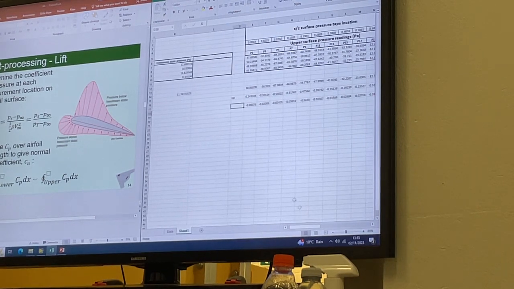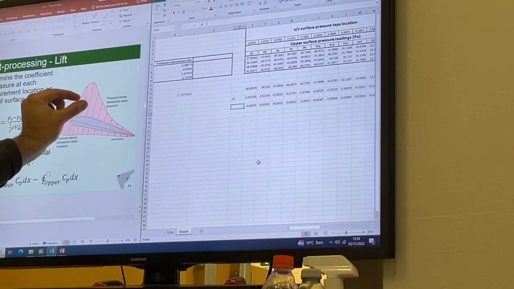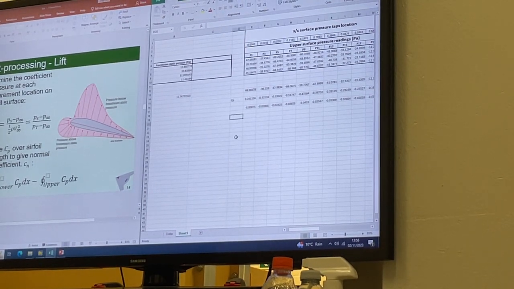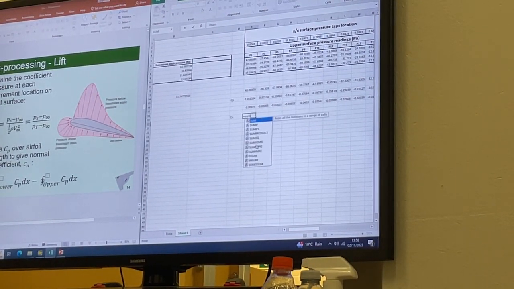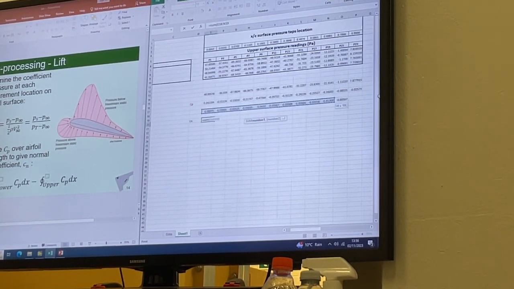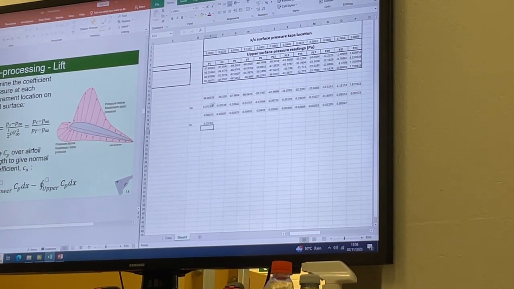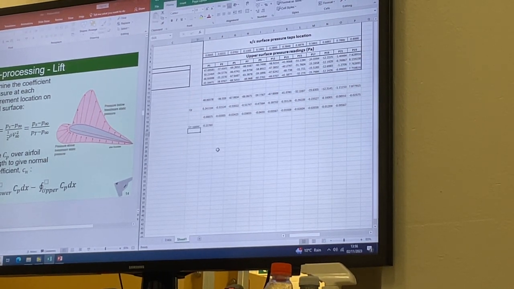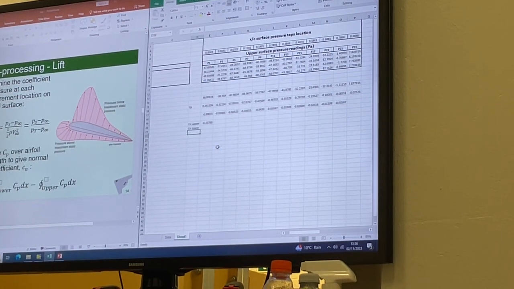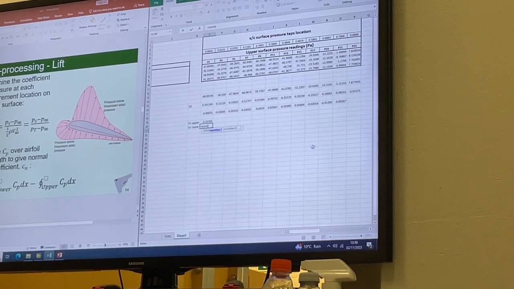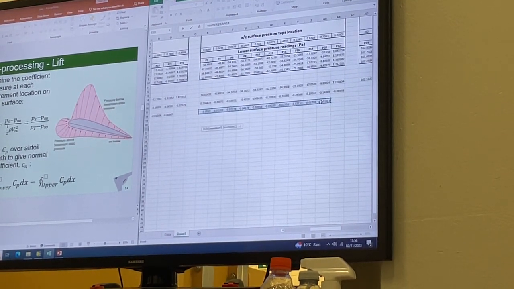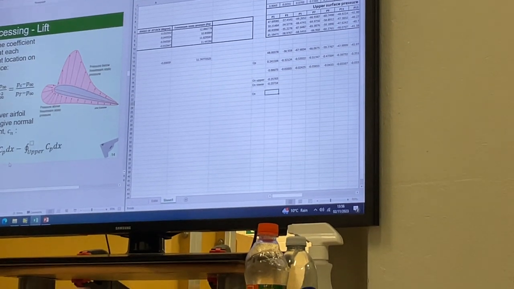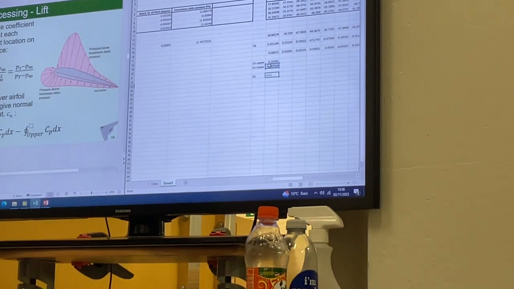So these are your areas of small trapeziums. Now you need to add them up to do the integration. So this is CN, and you just take the sum of it. This is CN upper. Then you need CN for lower. And then total CN is just lower minus upper.